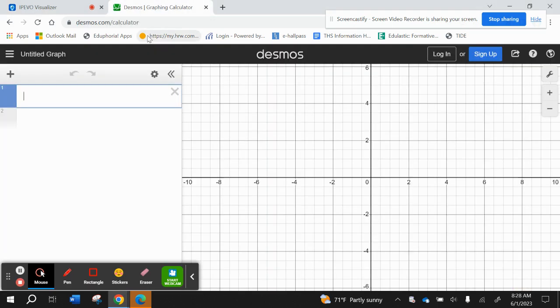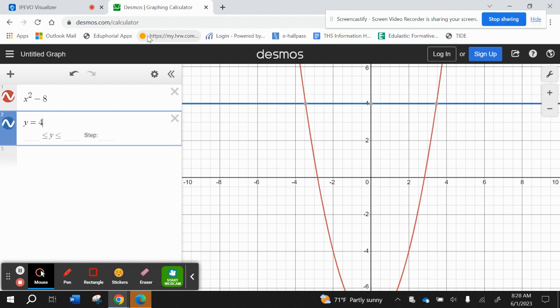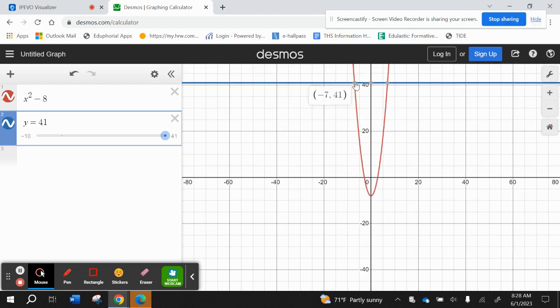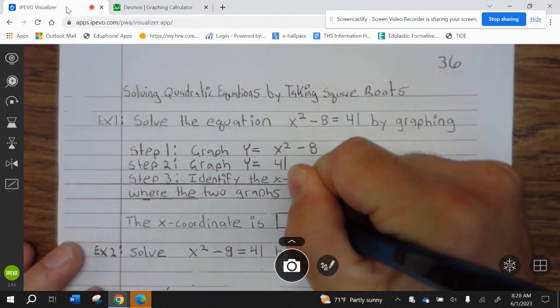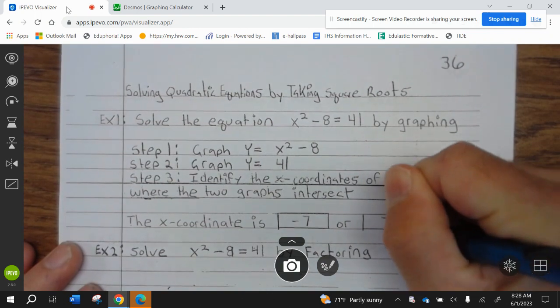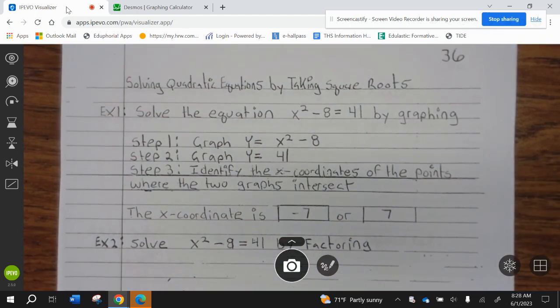So we're going to go to Desmos. Let's graph y equals x squared minus 8 and y equals 41. Okay, now we're going to need to zoom out. Here's our intersection. So our solutions are negative 7 and 7. All right, go ahead and finish up example number 1.